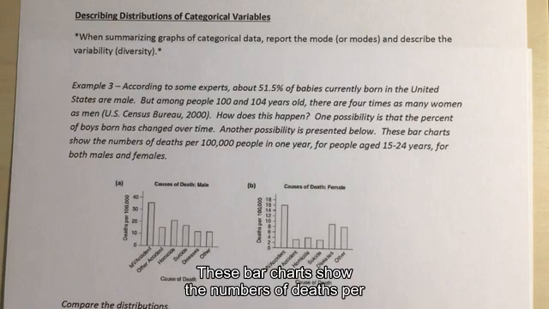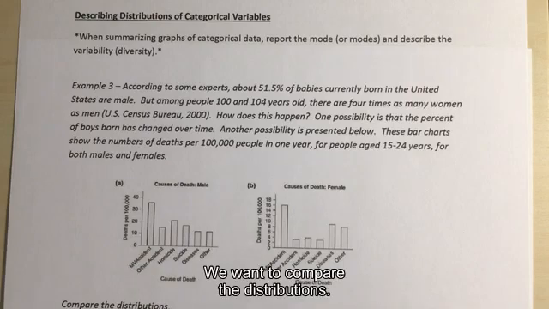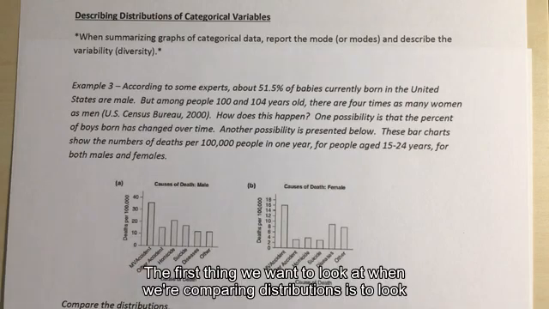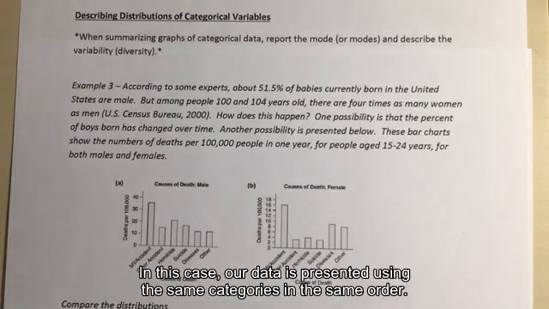These bar charts show the number of deaths per 100,000 people in 1 year for people ages 15 to 24 years, for both males and females. So we want to compare the distributions. The first thing we want to look at when comparing distributions is our actual categories, and the order that our data is presented in. In this case, our data is presented using the same categories in the same order.